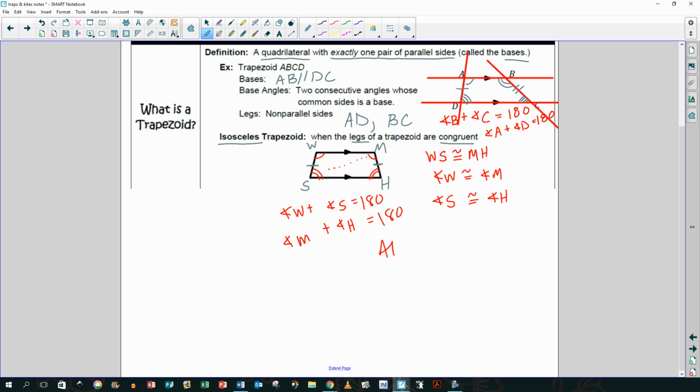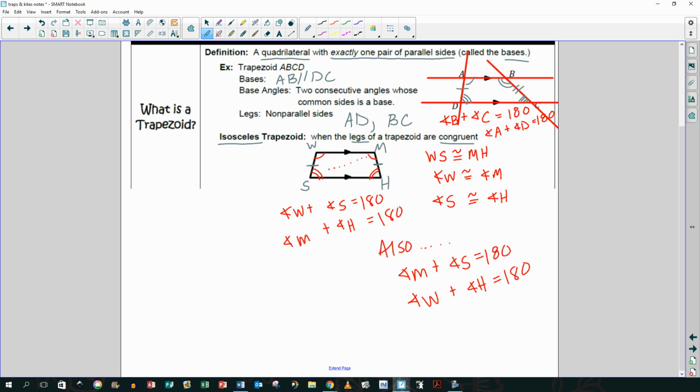So also, angle M plus angle S equals 180, and angle W plus angle H equals 180. Okay, so just a little added bonus there. Questions?